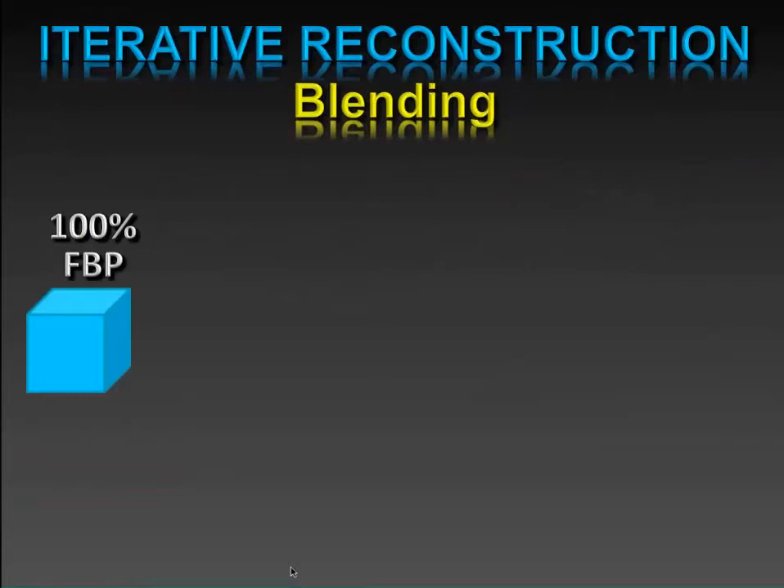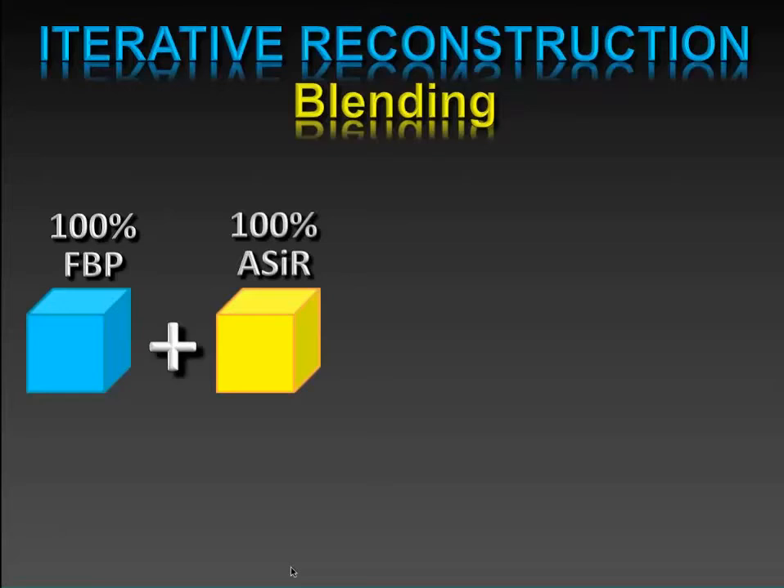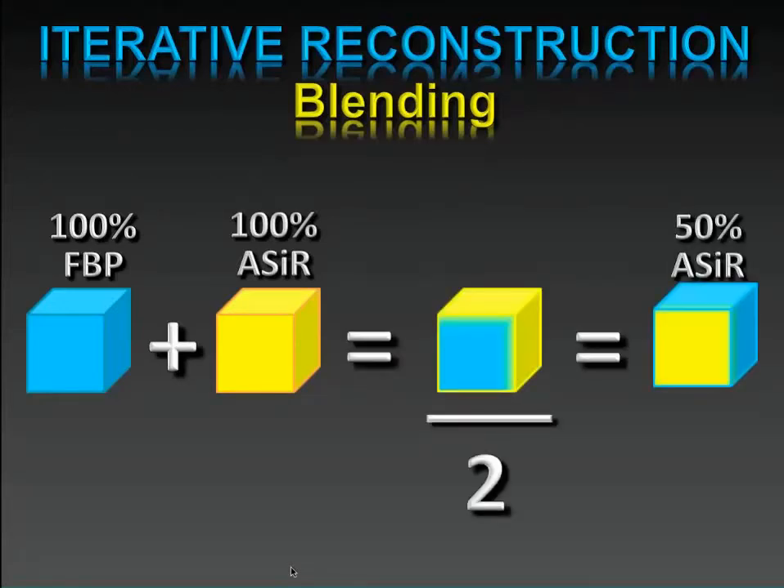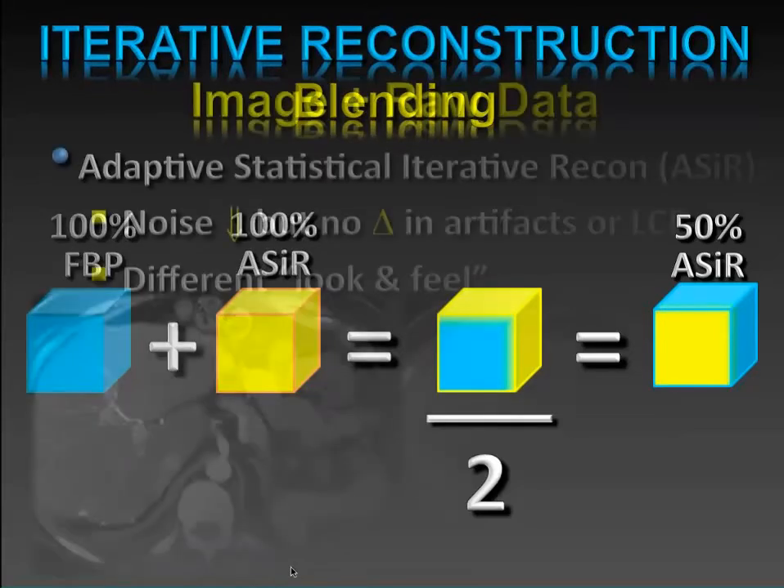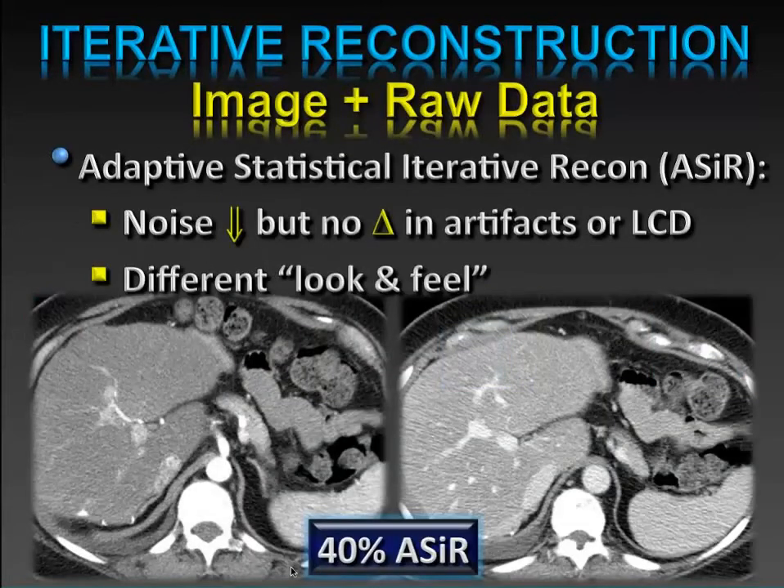Now, what does blending mean? Well, here's an example of a 50% blending. You take all the data from the filter back projection, you add it to all the data from ASIR, you divide by 2, and that's a 50% ASIR blending. So it's a pretty simple process. And generally, what you'll see with these techniques is that you can see about a 30 to 40% drop in noise and radiation dose without significant change in artifacts or low contrast detectability. Those artifacts aren't going to get any better, neither will low contrast detectability. But as I mentioned, they have a different look and feel, and you have to get used to it.